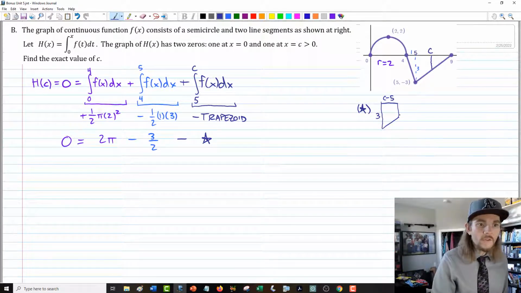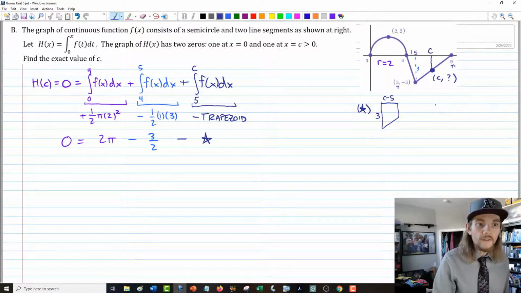And now the height over here, this is where I think the trickiest part comes in. The height here is going to correspond to the y value we have at this point on the line. So in order to find this height, we're going to need to calculate the y value of this point right here, c comma something. To find that, we first need to find the equation of the line. That line has slope up 3 and over 4. I know it's over 4 because we're starting at 5 and ending at 9.